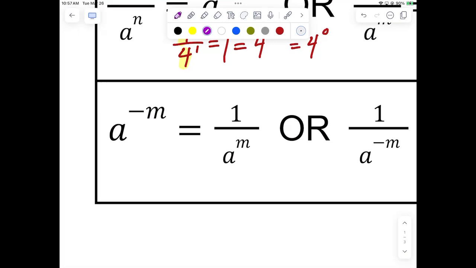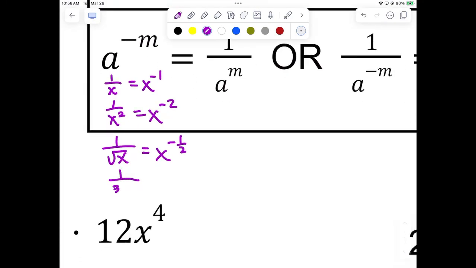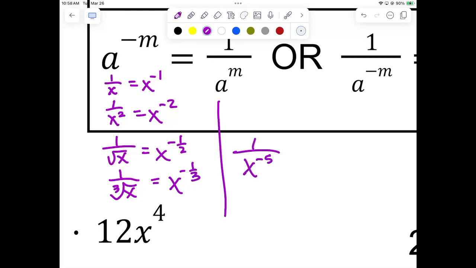Okay? So just to have a thorough list here, 1 over x is the same as x to the negative first. 1 over x squared is x to the negative second. 1 over the square root of x is x to the negative 1/2. We'll do one more. 1 over the cube root of x is x to the negative 1/3. And I'll do that other one I did. What's 1 over x to the negative fifth? What do we say? 1 over x to the negative fifth is just x to the fifth.